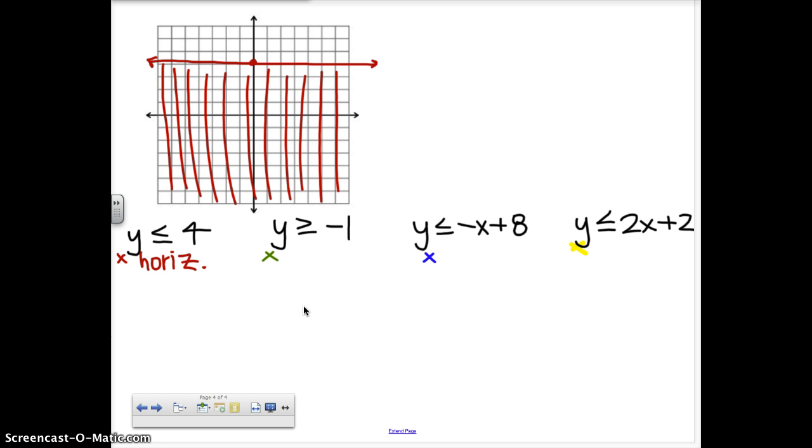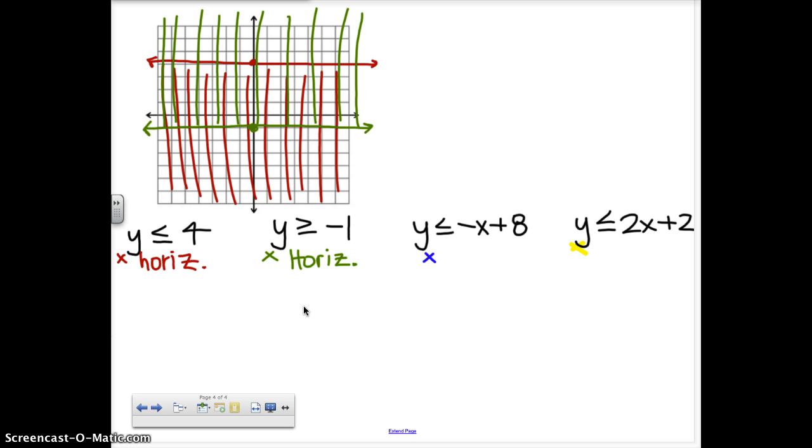Okay? Y is greater than or equal to negative 1. I'm going to go down to negative 1. This is another horizontal line. I'm going to do a horizontal line right there. Now I want all the points greater than that. You can already see where my region lives. For sure, I have to be between these 2 lines.